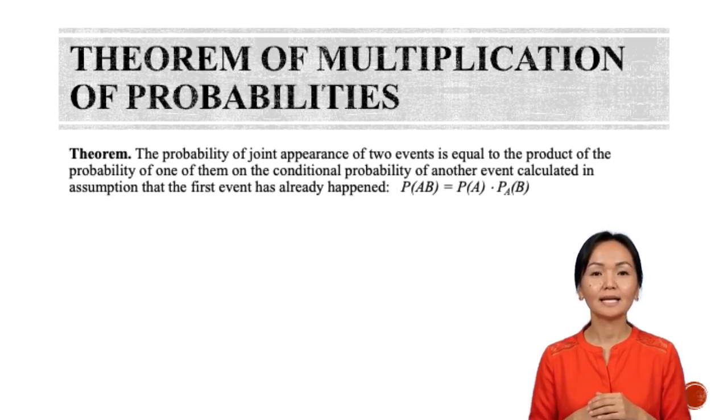For example, if we want to know the probability of drawing two specific cards in sequence from a deck, we would use this multiplication theorem. The key insight is that when events are not independent, we need to account for how the occurrence of one event changes the probability of the other event. This is what the conditional probability captures, and the multiplication theorem gives us a systematic way to combine these probabilities to find the joint probability.